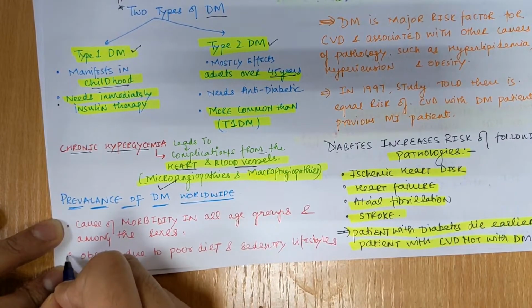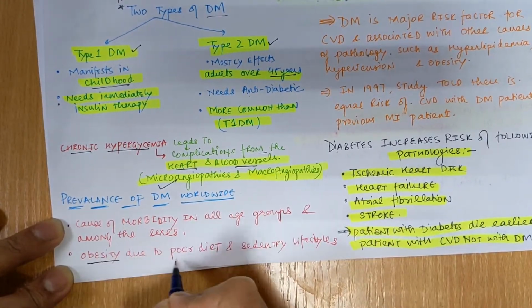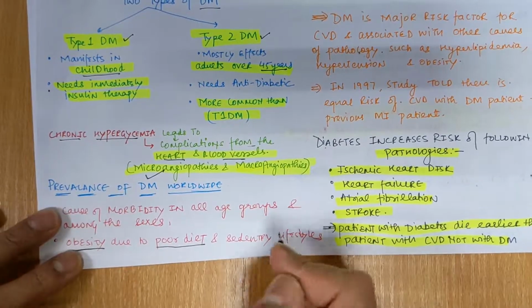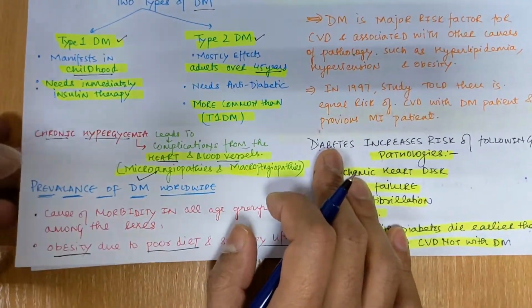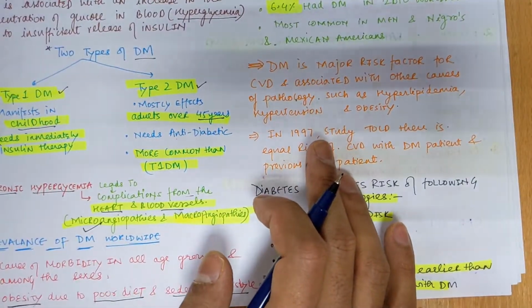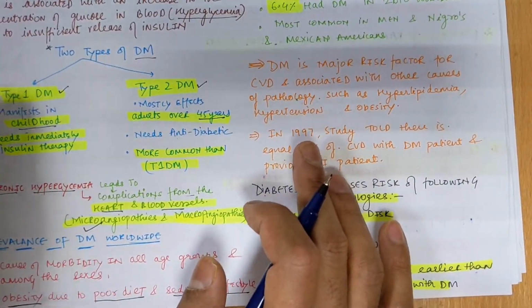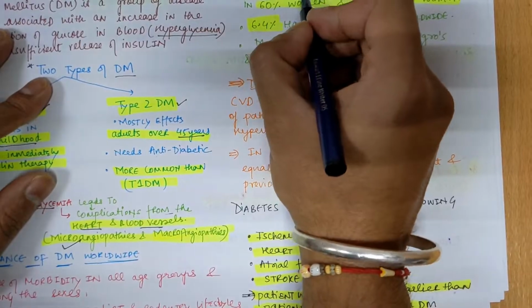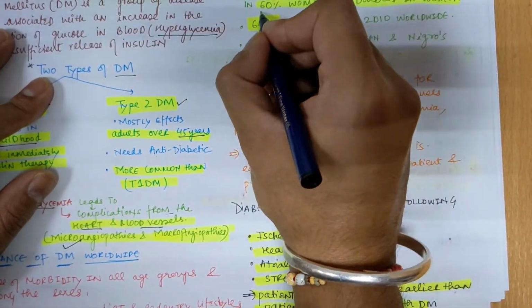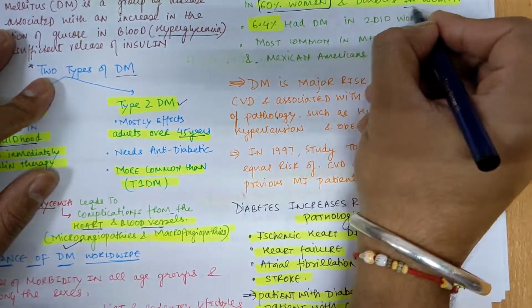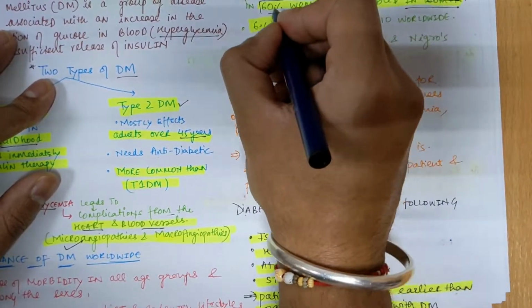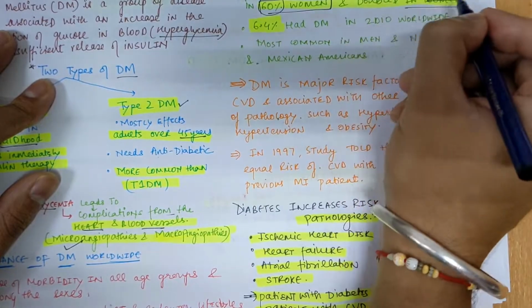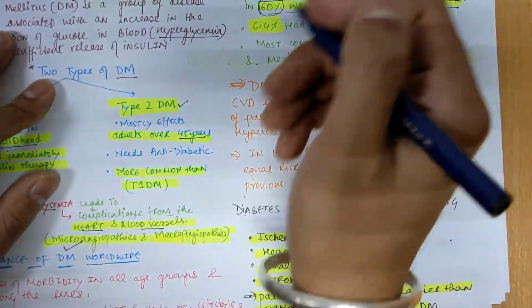And the main cause for this prevalence is obesity, poor lifestyle, poor diet, or a sedentary lifestyle. The persons who are not doing any exercise, only eating and sitting, are prone to develop diabetes. Since 1980, there has been a 60% increase in cases in women and a doubling in men.